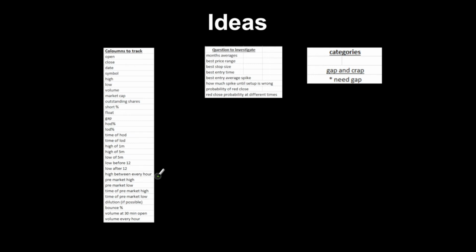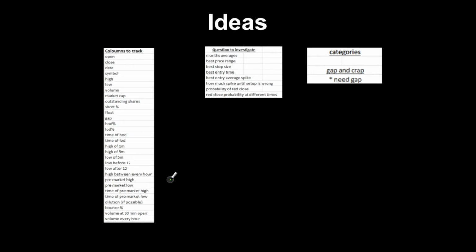Now, the high between every hour, you'll definitely need a data provider for this. You could track it manually, but it would be kind of a pain. But the high between every hour would be very useful, so you can build a kind of chart. You can see the percentage changes between each hour, and then you can get a median of all those, and base on that how the stock should look throughout the day. But yeah, it's a useful one.